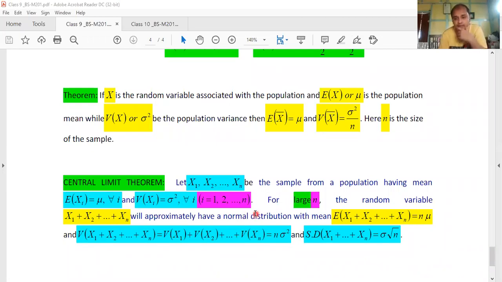for large n, such that expectation of this sum will be expectation of x1 plus expectation of x2 plus expectation of xn, n times. So we'll get n mu. And variance of x1 plus x2 plus xn will be variance of x1 plus variance of x2, since variance of x plus y is variance x plus variance y when x and y are independent. And here indeed we are talking about independent samples. So this will be variance of x1 plus variance of x2 plus dot dot dot plus variance of xn. And n terms are there. So we get n sigma square, or standard deviation of x1 plus x2 plus xn will be sigma root n.